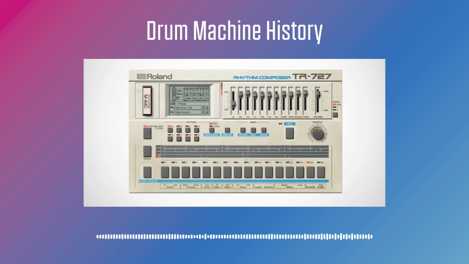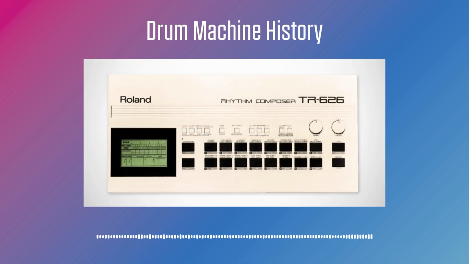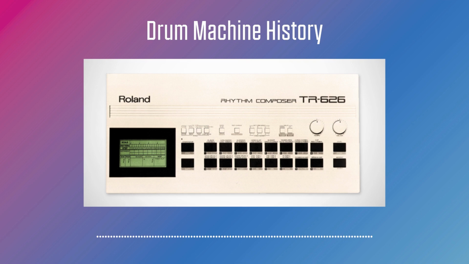There were some lesser-known TRs, a TR-626 released in 1987, which was an evolution of the TR-505 of 1986, neither of which are particularly distinctive, it must be conceded.